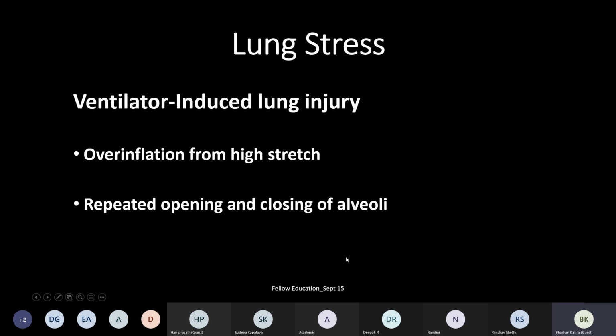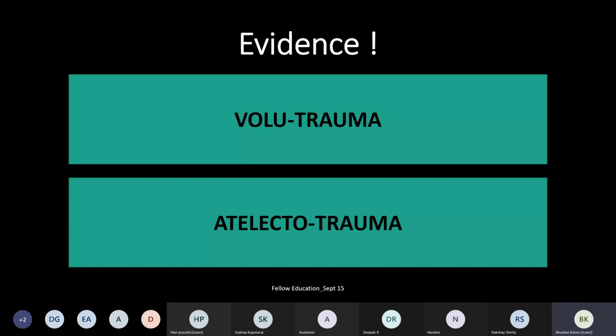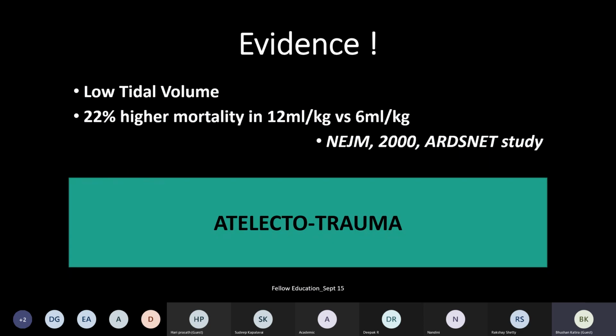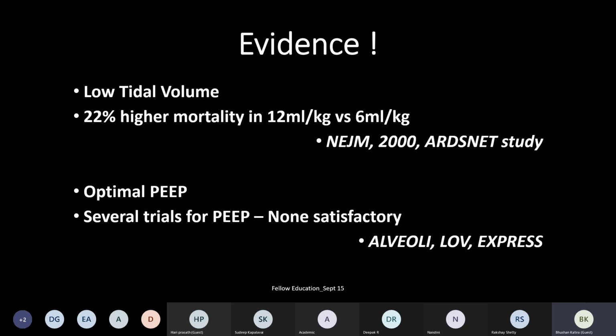As we'd seen last time, Parker had shown that cyclic inflation causes much more permeability than static inflation, which in the literature sometimes gets called volutrauma and atelectrauma. I'm putting this up because a lot of people refer to these in different ways, but volutrauma we know as a distension-induced lung injury. There is several good evidence for this, but this is the most famous paper that gets quoted, and we know that overinflating with 12 ml per kilo is injurious.